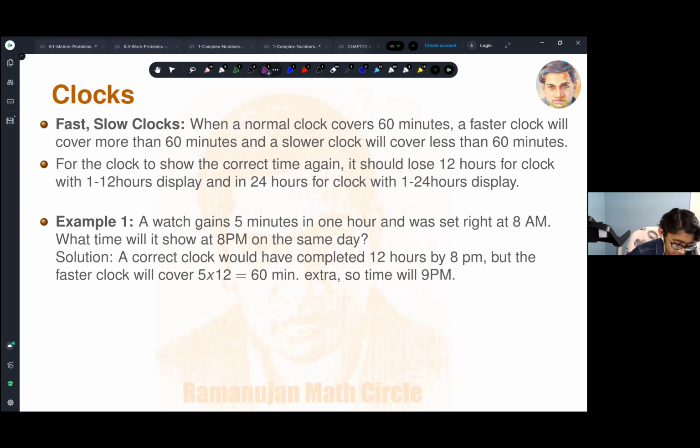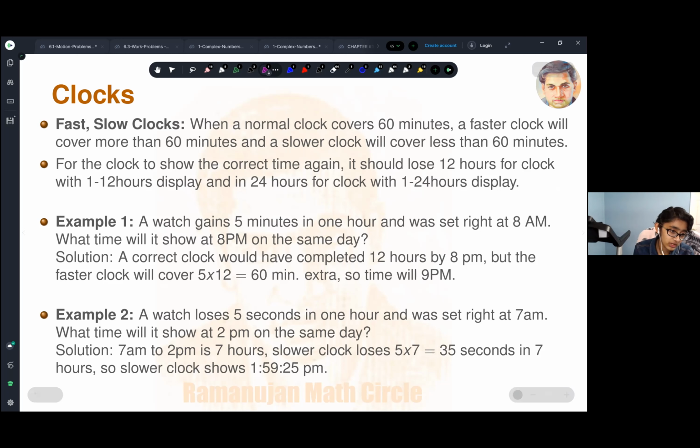So for example, a watch gains 5 minutes in an hour and was set right at 8 a.m. What time will it show at 8 p.m. on the same day? So 8 p.m. means there's 12 hours that have passed since 8 a.m. based on normal time. But again, our watch gains 5 minutes every hour, so it's going to show 5 minutes more every single hour. So if 12 hours have passed, that means 12 times 5, meaning 60 extra minutes are going to show up on the watch. And that means 1 hour extra from 8 p.m., and so that time will be 9 p.m. that shows up on the watch.